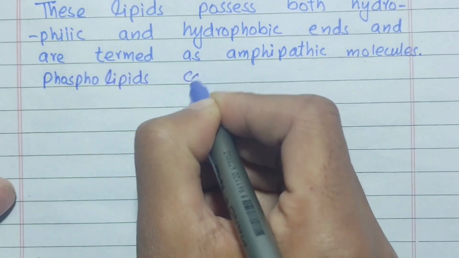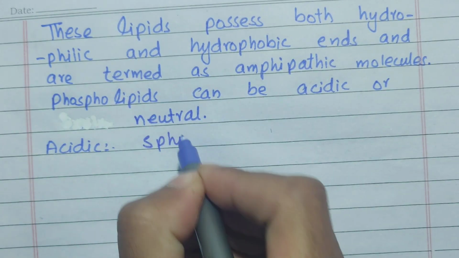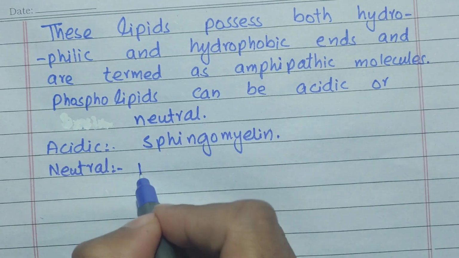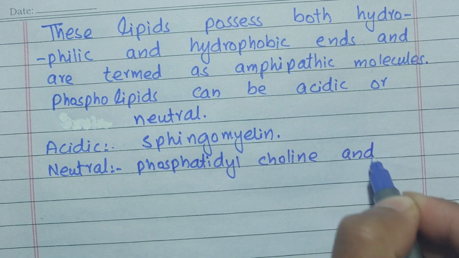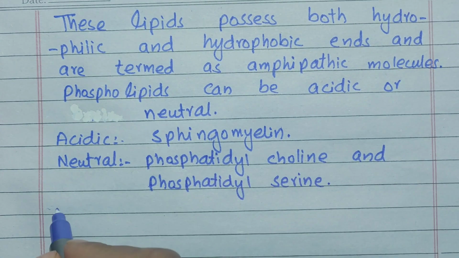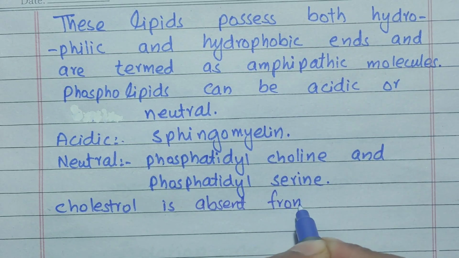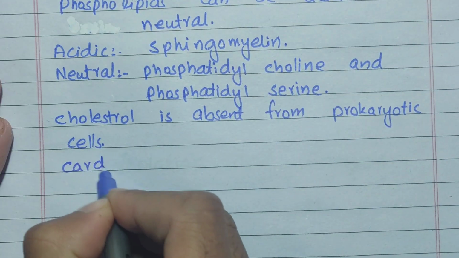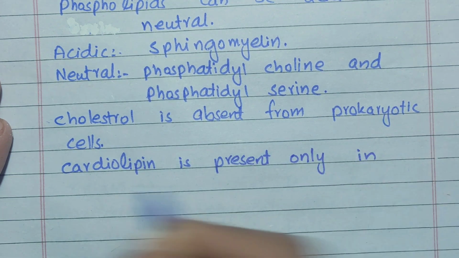Phospholipids can be acidic or neutral. Acidic phospholipids include sphingomyelin. Neutral phospholipids include phosphatidylcholine and phosphatidylserine. Cholesterol is absent from prokaryotic cell membranes. Cardiolipin is a lipid which is present only in inner mitochondrial membrane.